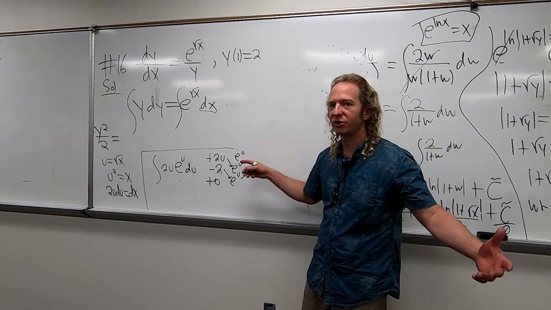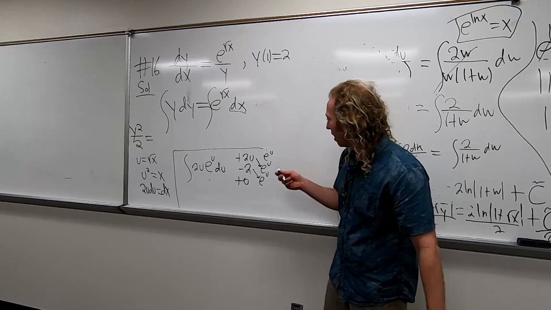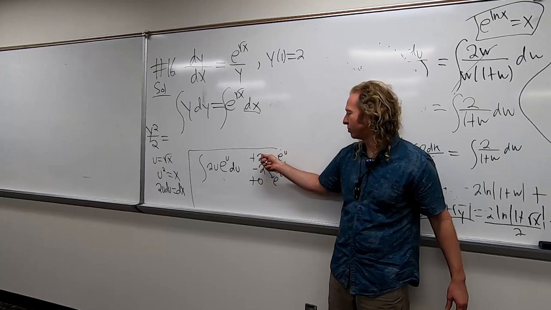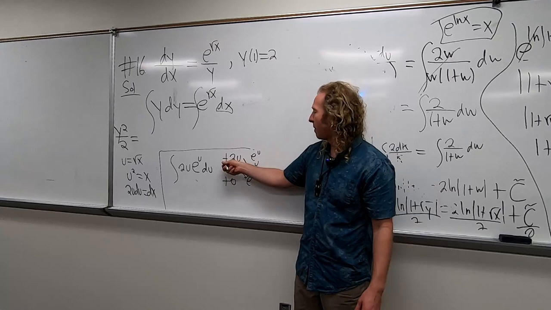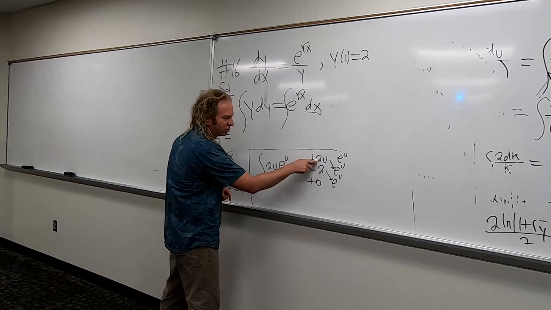So let me go over it again. After this problem, maybe we'll do another example of this, because maybe you've never seen this. It's called tabular. So you pick the piece that is eventually zero after repeated differentiation, so 2u, so 2, 0. You pick a piece that you integrate over and over again, boom, boom, boom, and then plus, minus, plus, draw arrows. Here's the answer.